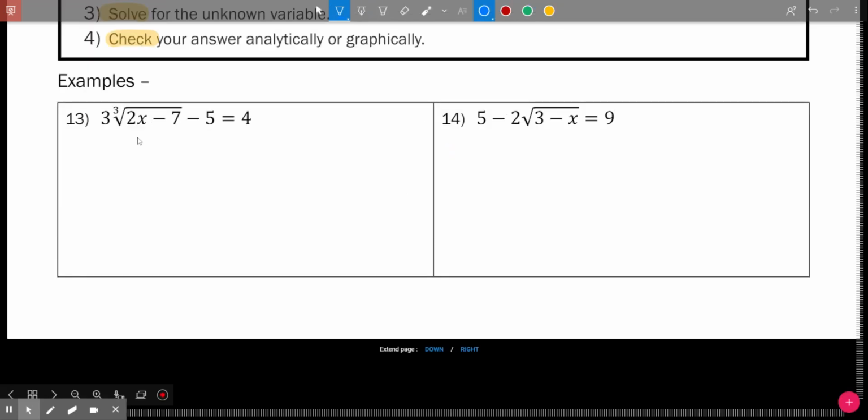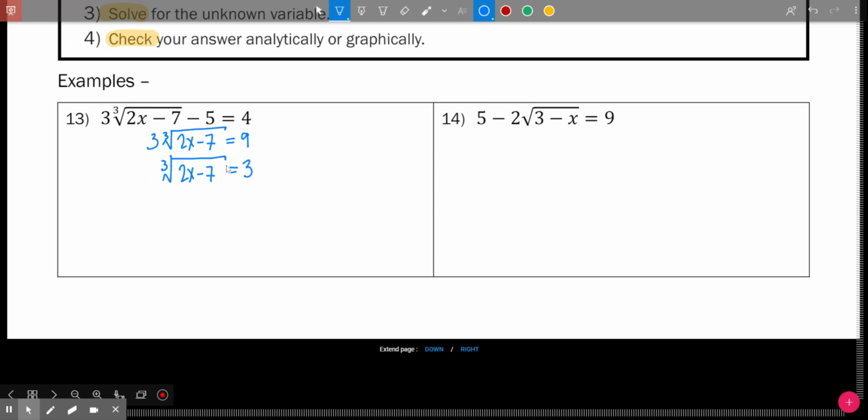In number 13, I have 3 times the cube root of 2x minus 7, minus 5 equals 4. So I need to isolate my radical. I'm going to start by adding 5 to both sides. This gives me 3 times the cube root of 2x minus 7 equals 9. I'm going to divide both sides by 3, so the cube root of 2x minus 7 is equal to 3.